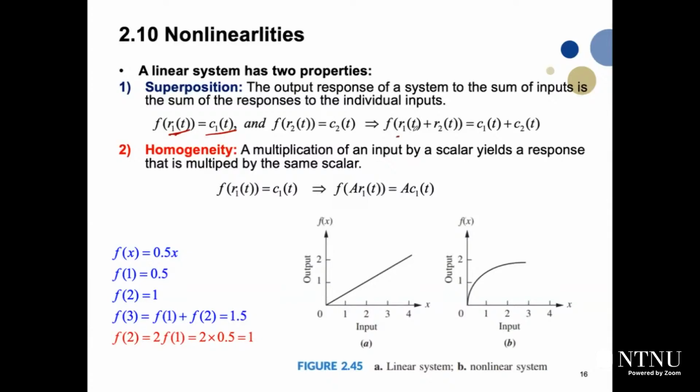If you are acting with R1 plus R2, your response will be C1 plus C2. Homogeneity also: multiplication of an input by a scalar will yield a response which is multiplied by the same scalar. So if you are applying R1 of t, getting C1 of t, and you apply a scalar constant multiplied by R1 of t, the output response should be C of t multiplied by that scalar. So in fact, you are using those points to check if your system is linear or non-linear.